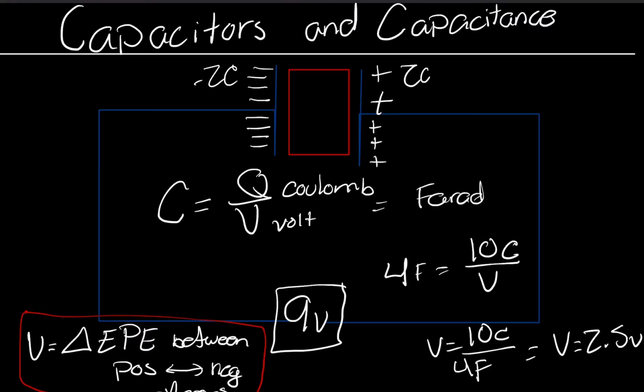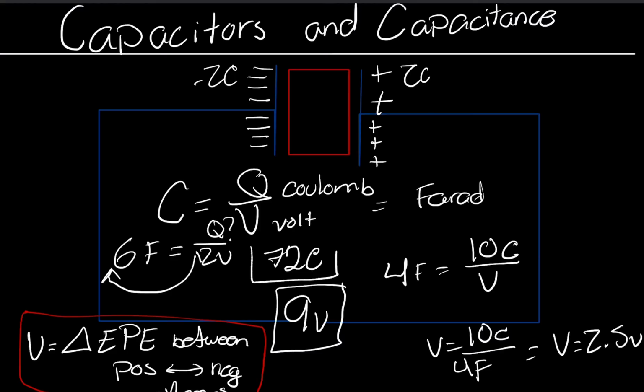Or let's try just another example. If we had a 6 farad capacitor that is connected with a 12-volt battery, what would be the charge? So what we do is we just go ahead and pass this guy over here, and we're left with 72 coulombs right over here as the total charge of that capacitor.